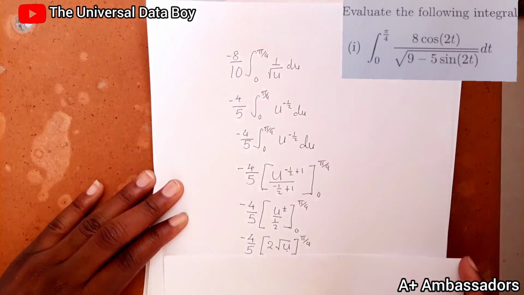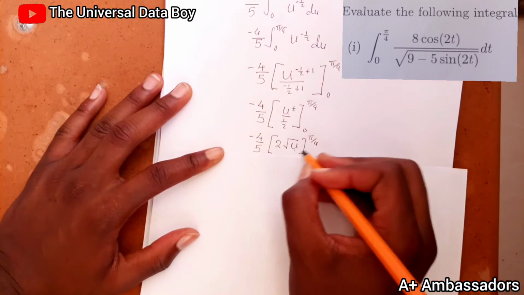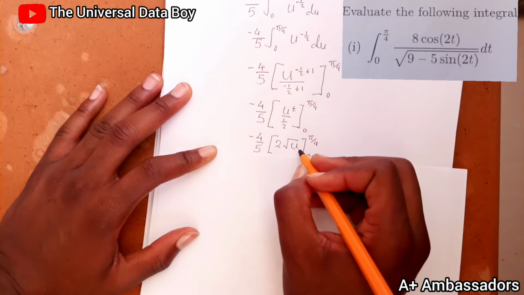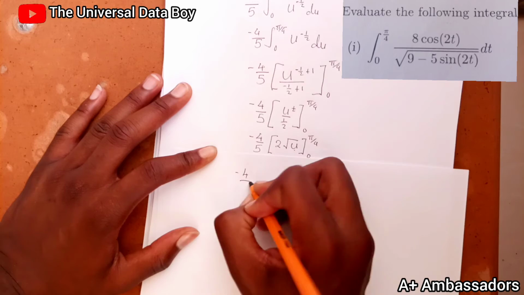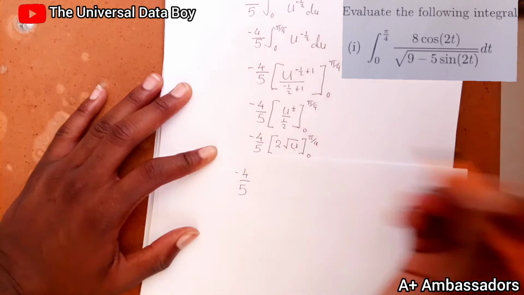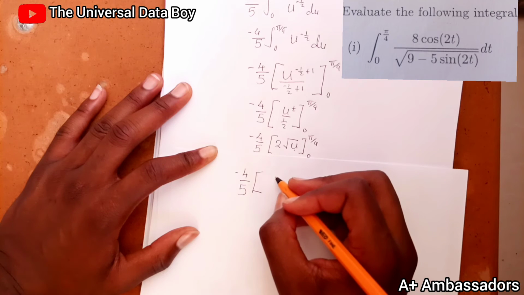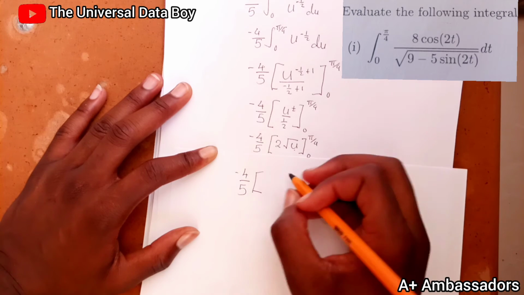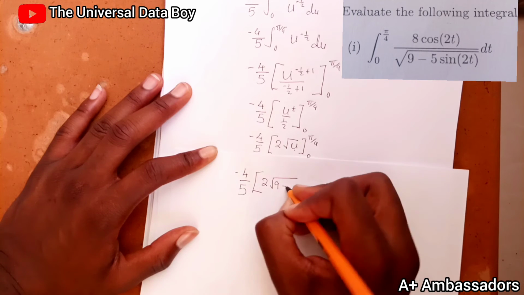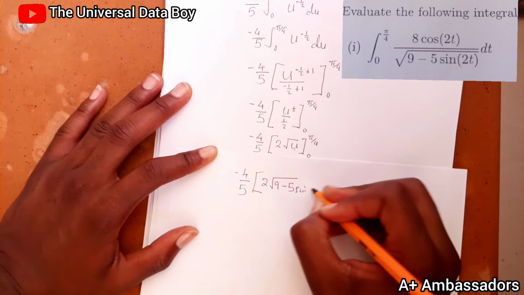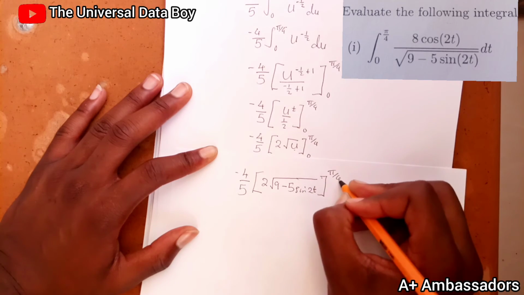So now we're going to change u with t, since we know u is now a function of t. Remember, we let u equal 9 minus 5 sine 2t, so we're going to replace this one there, 9 minus 5 sine 2t, and then never forgetting our limits of integration.